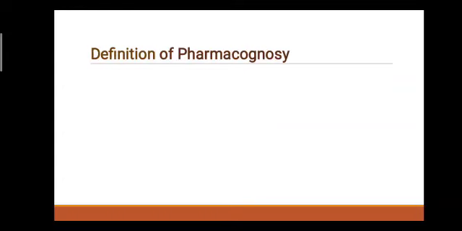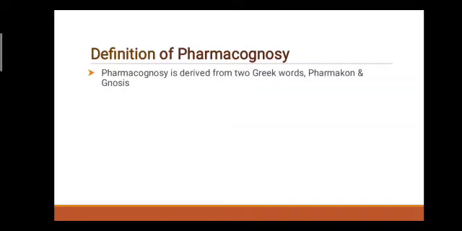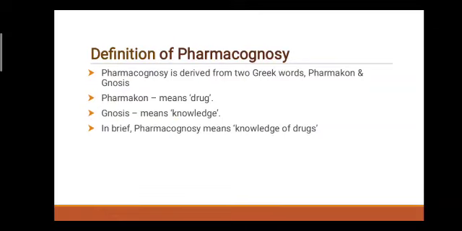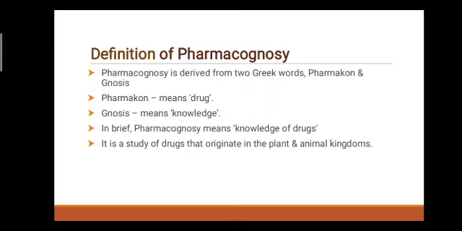Firstly, we will discuss the definition of pharmacognosy. Pharmacognosy is derived from two Greek words, pharmakon and gnosis. Pharmakon means drug. Gnosis means knowledge. In brief, pharmacognosy means knowledge of drugs. It is a study of drugs that originate in the plant and animal kingdoms.